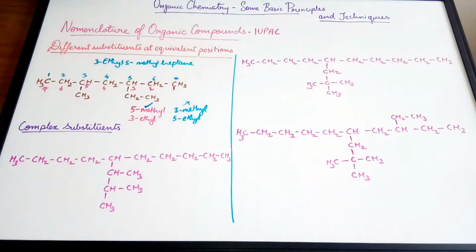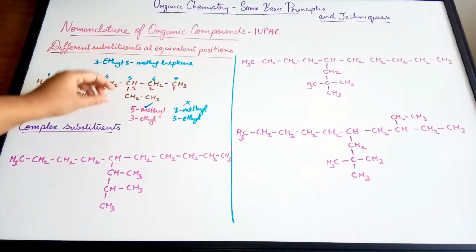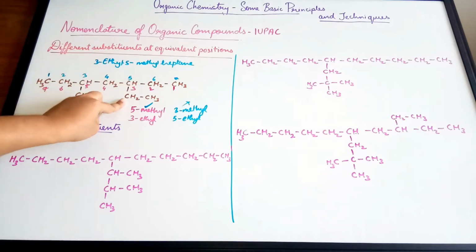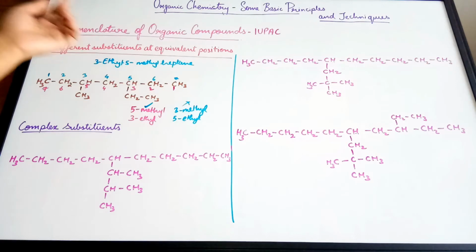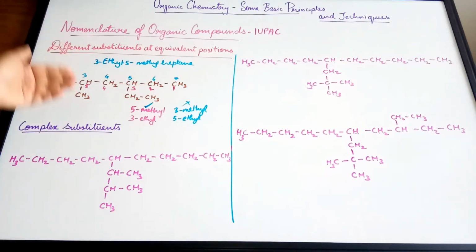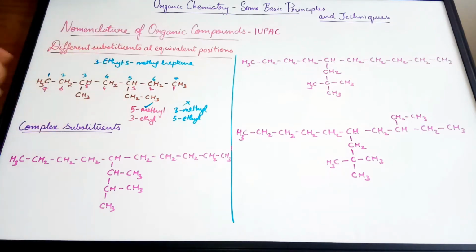So we learned that if there are multiple substituents, their names are put down in alphabetical order. But if there are different substituents in equivalent positions, then the numbering is given based on the one which is first in the alphabetical order, which means ethyl should have a lesser number than methyl. Assuming there was a propyl group, then obviously methyl would be given the lesser number than the propyl. That's what we mean by different substituents at equivalent positions. Numbering is given in alphabetical order.